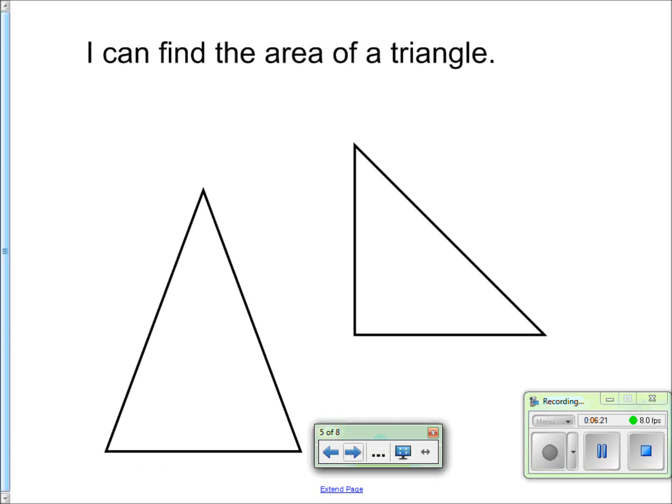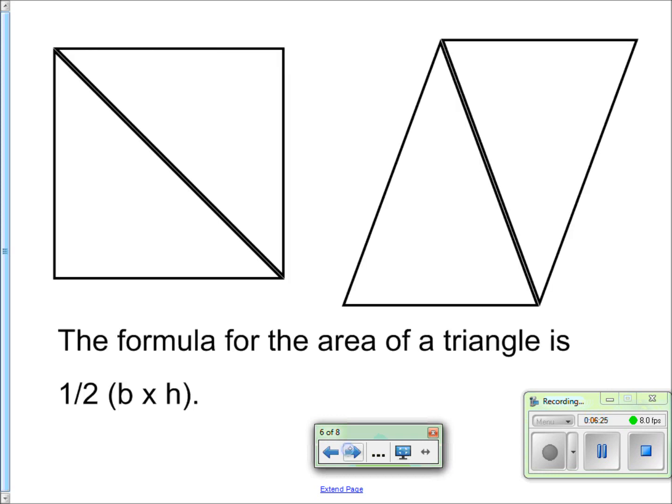This learning objective is I can find the area of a triangle. The formula for the area of a triangle is 1/2 base times height. Now, we remember that base times height is the formula to find the area of parallelograms and rectangles.